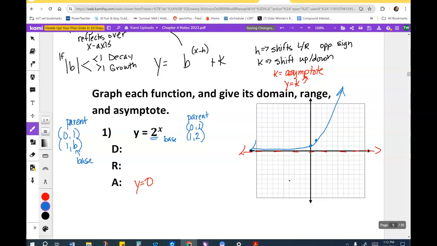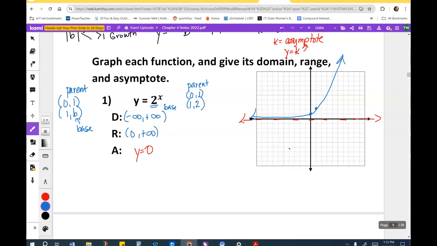Okay, my domain on all of these, for exponential functions, is going to be negative to positive infinity. And then my range is from 0 to positive infinity. And if you look at it, it's going from the asymptote up to positive infinity. So your range is really going to be tied to your asymptote every time. And that gives you everything that you need to know to graph it.